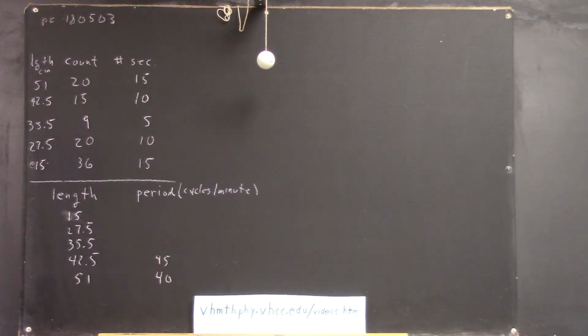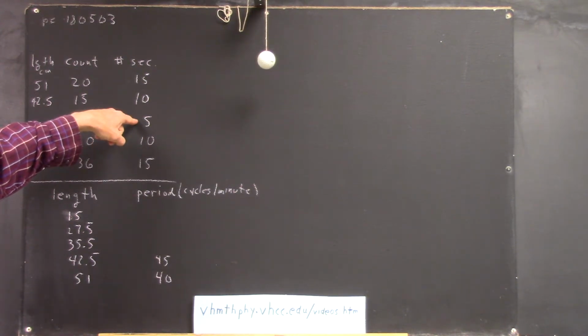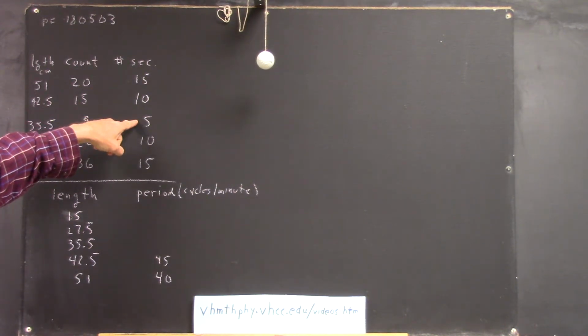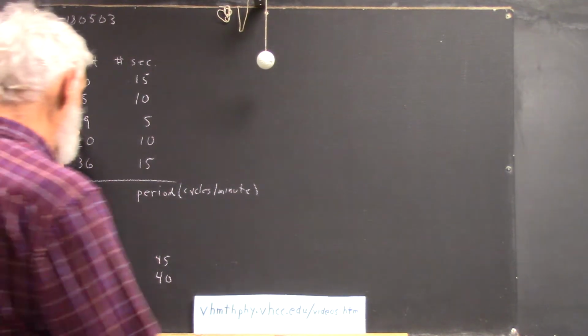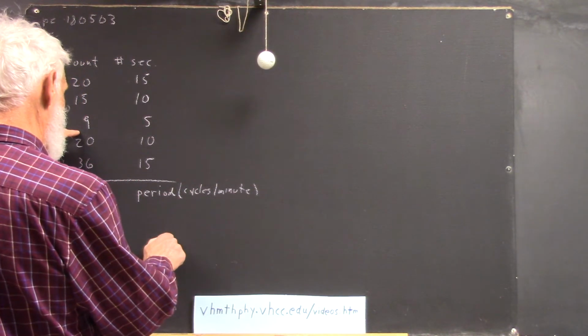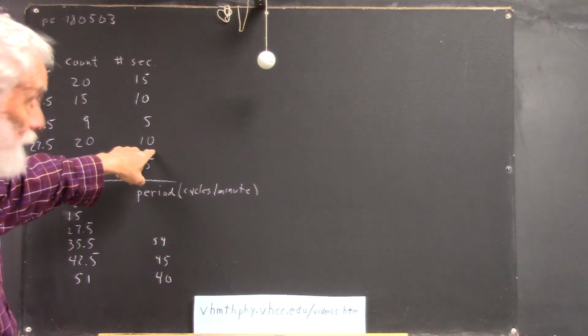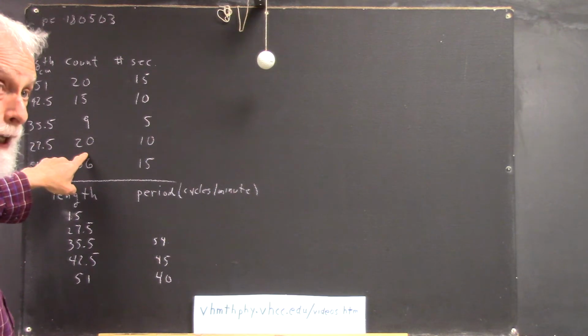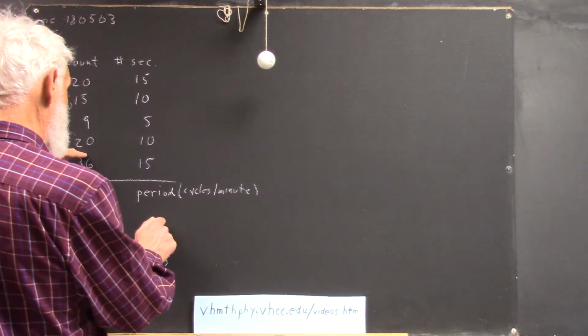Okay? 5 seconds is 1/12 of a minute. Okay? So 12 times 9 is 108. You divide that by 2, you get 54. This is 1/6 of a minute. 6 times 20 is 120 half cycles in a minute. Half of that is the number of cycles in a minute. That would be 60.